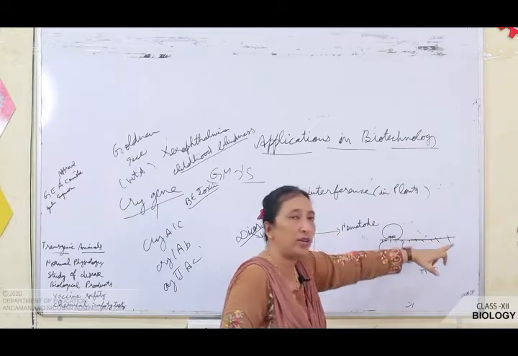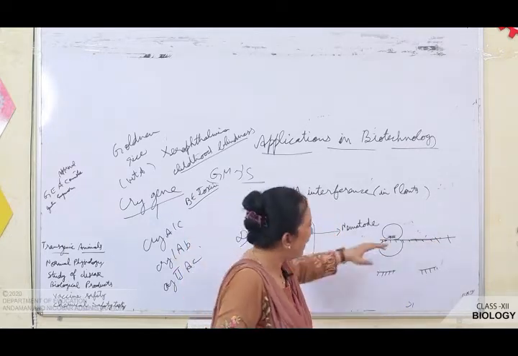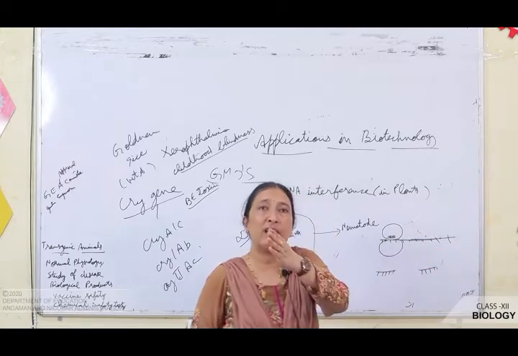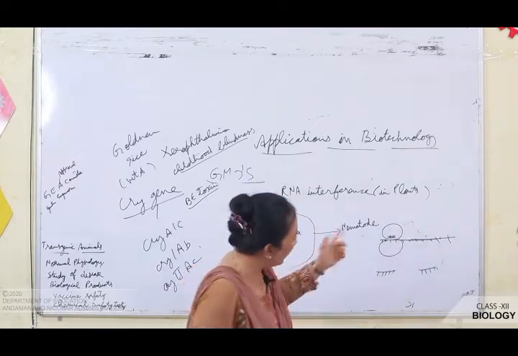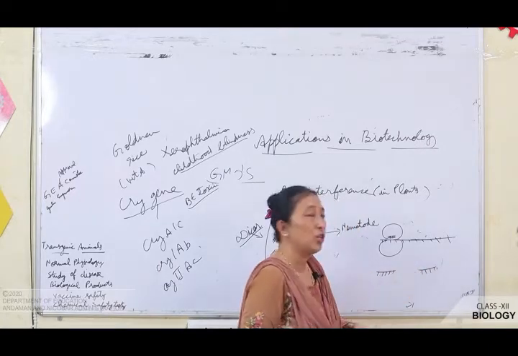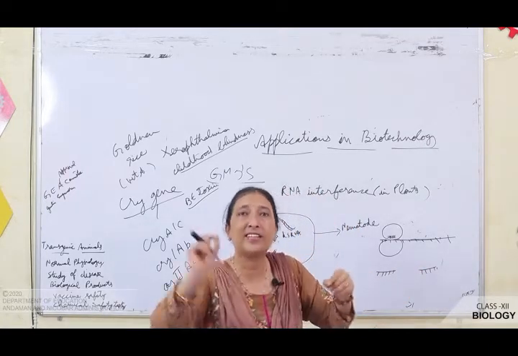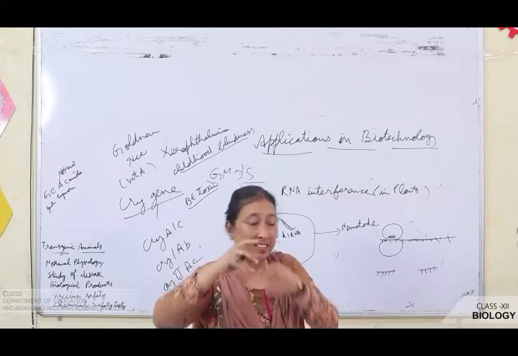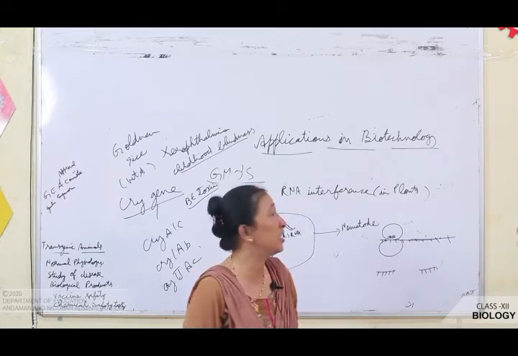If the mRNA strand is regular, then only a protein will be produced. But if there is a hindrance, if there is breakage at various points, there will be no protein synthesis. These strands are being broken down, so translation does not continue. The translation process is stopped, which means the formation of protein is stopped.